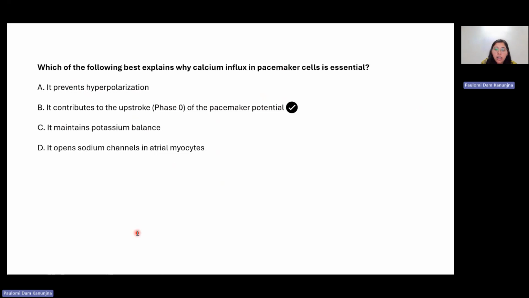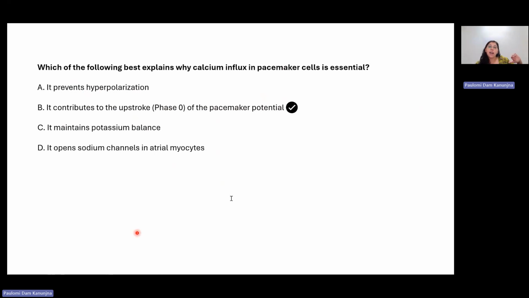Now, the other option, which says calcium influx prevents hyperpolarization, is incorrect because potassium efflux causes repolarization, right? Calcium doesn't have anything to do with hyperpolarization. It does not prevent hyperpolarization; it basically does not do anything for that. Next says it maintains potassium balance. That's for the sodium potassium pump. I know what you will be thinking. You will be thinking that we said somewhere that it is balancing out, but that's at the plateau stage.